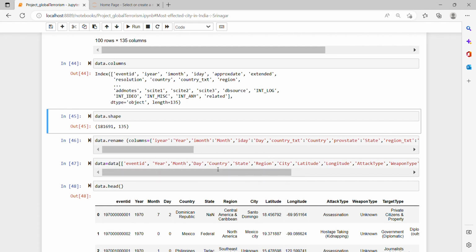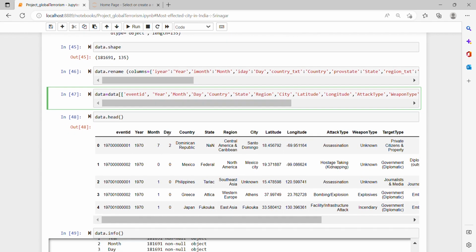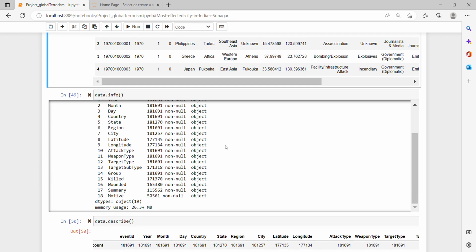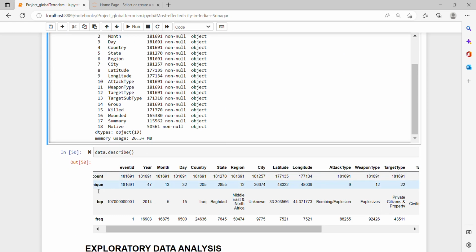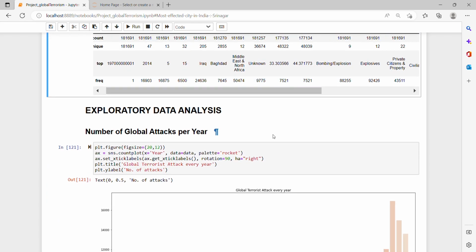and next I have extracted all these columns. These are all the important columns to do further analysis. Now I've done all the other readings. Like see, this is the data set afterwards, and these are all the other readings you can see here. Now coming to the main part, that is exploratory data analysis.